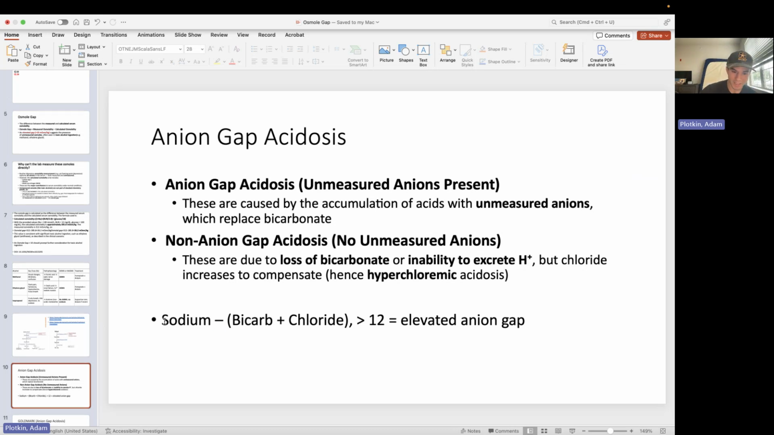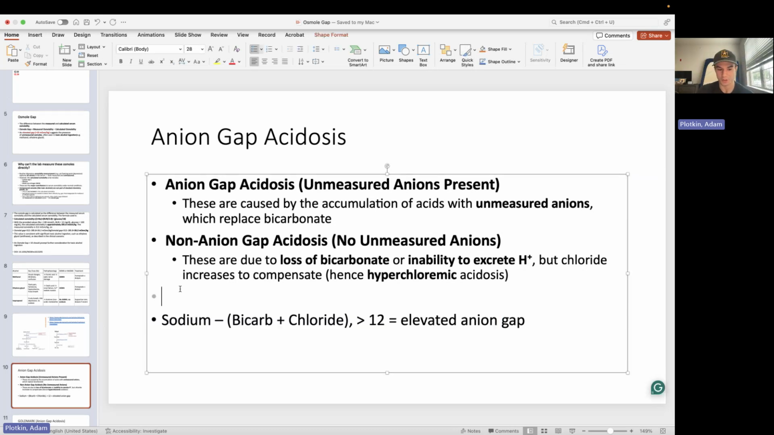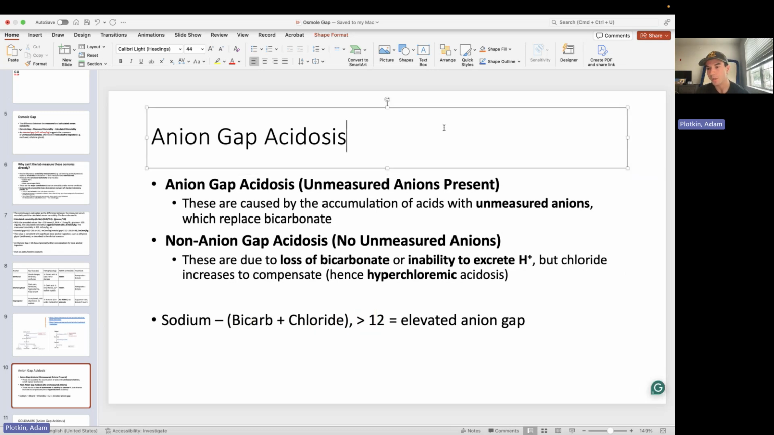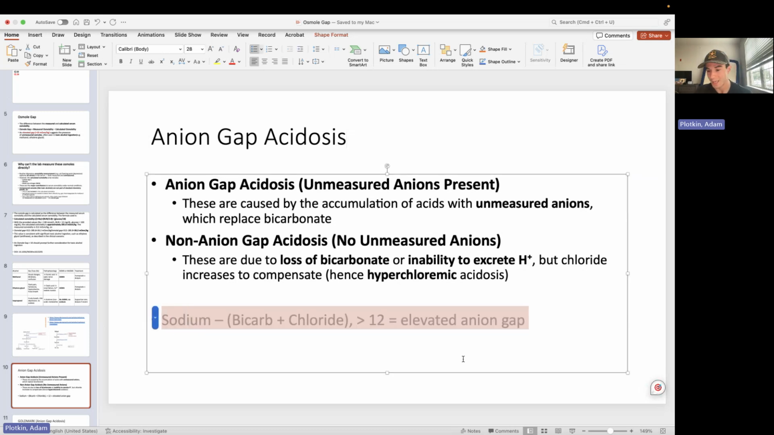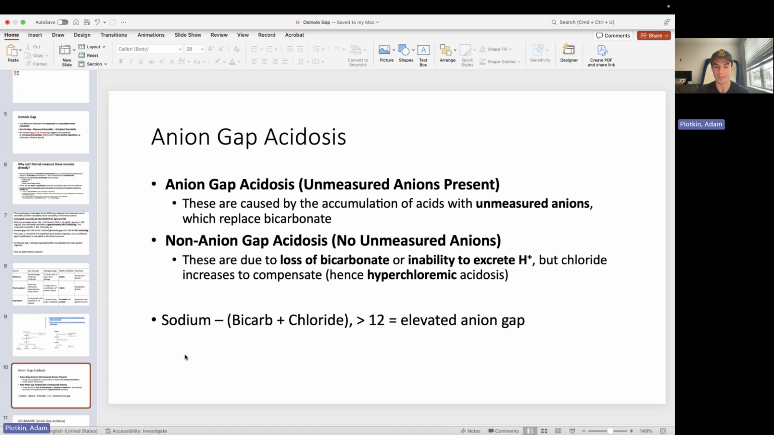All right. To calculate the anion gap, it's our classic equation. Sodium minus the combo of bicarb plus chloride. If that's greater than 12, that's an elevated anion gap. You need to know that cold for USMLE Step 1 and Step 2. Honestly, if you don't know it at this point, if you're going into USMLE Step 2, I think you have bigger fish to fry. So throw this onto an Anki card too, and have that ready to rock and roll.